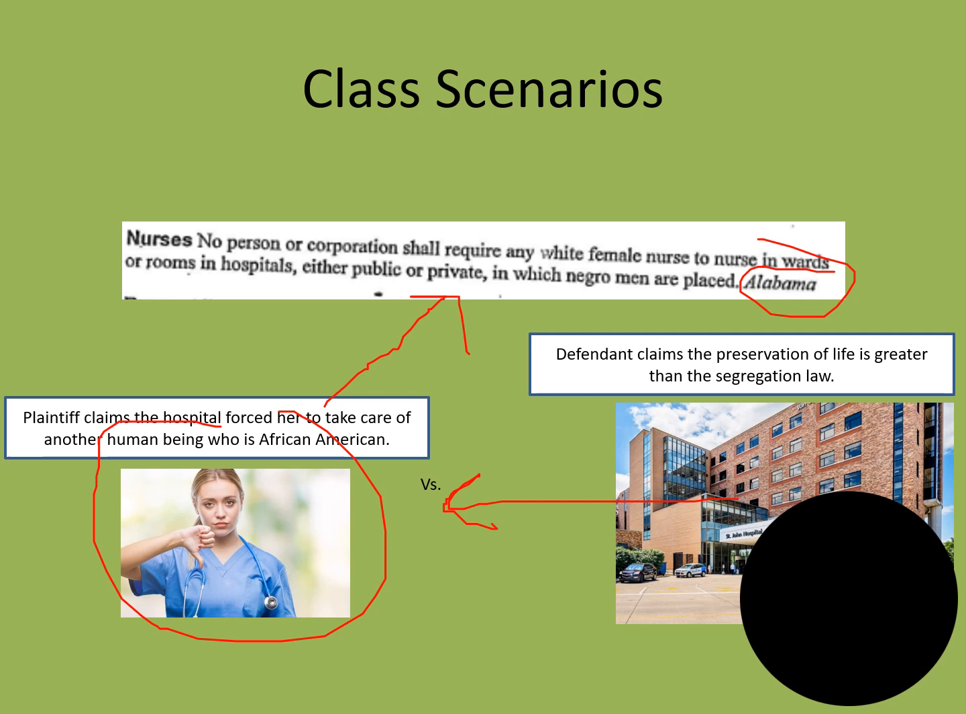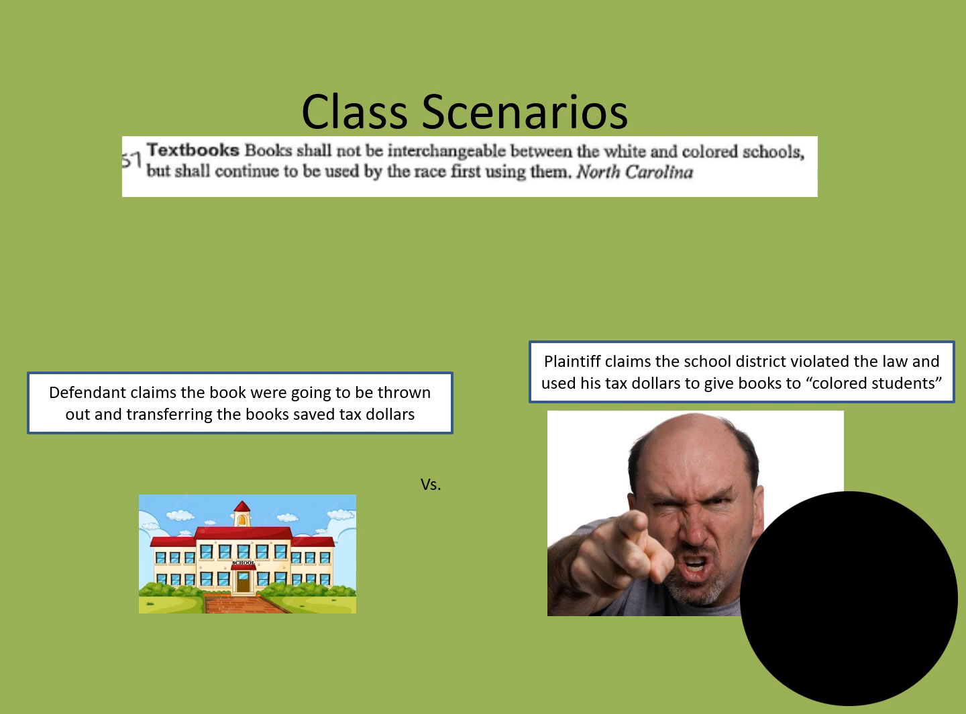You need to determine who's in the right, who's in the wrong, who's in compliance of the law. In this scenario, the law from the state of North Carolina is arguing that you cannot give textbooks and interchange them. So you cannot have white books go to students of the black race, or however they phrase that racial description here. And here we have the plaintiff who is arguing that books were interchangeable, and he has an issue with it, so he is suing the school district. So you want to figure out who's in the right, who's in the wrong, who's in compliance of the law.